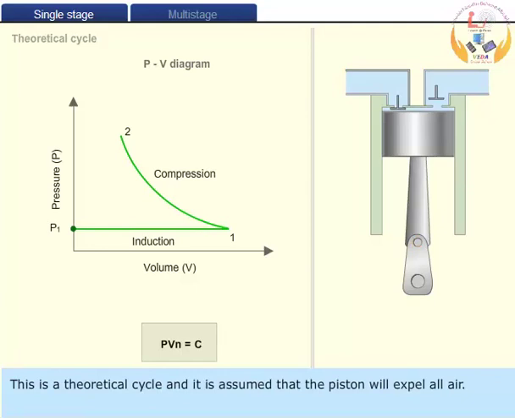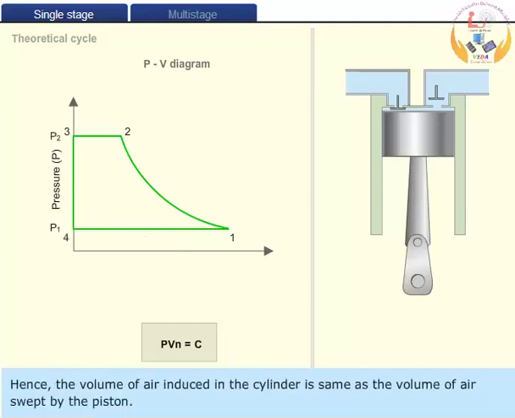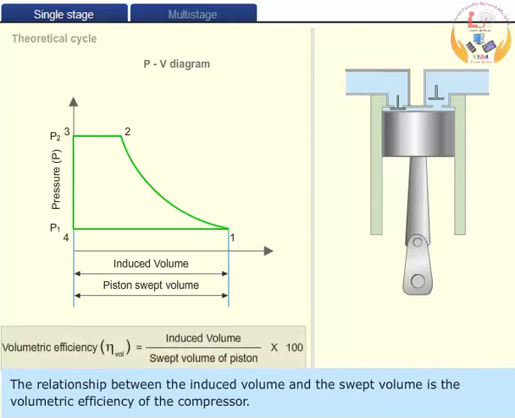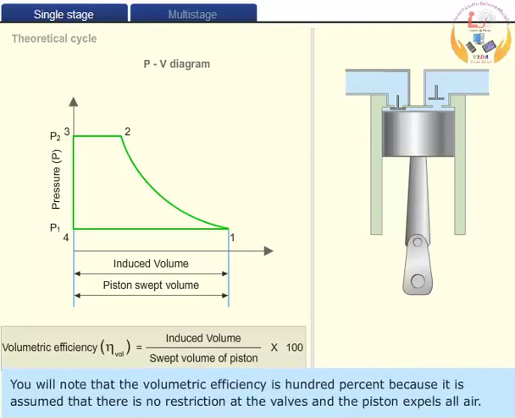This is a theoretical cycle and it is assumed that the piston will expel all air. Hence, the volume of air induced in the cylinder is same as the volume of air swept by the piston. The relationship between the induced volume and the swept volume is the volumetric efficiency of the compressor. You will note that the volumetric efficiency is 100% because it is assumed that there is no restriction at the valves and the piston expels all air.